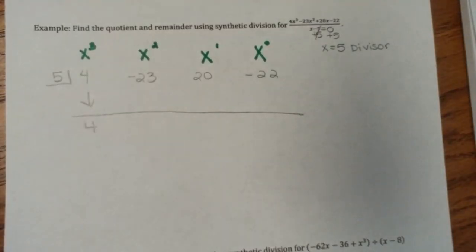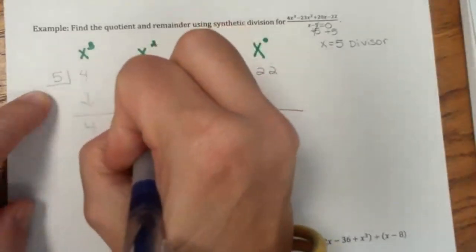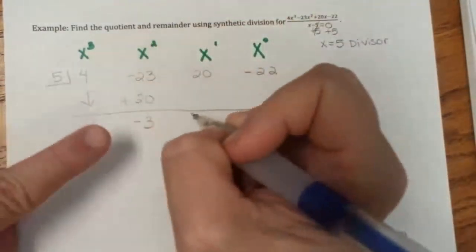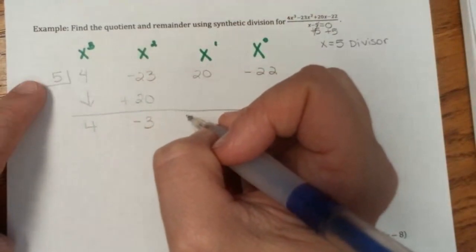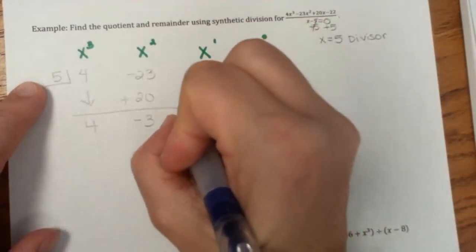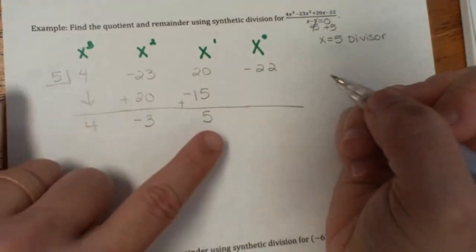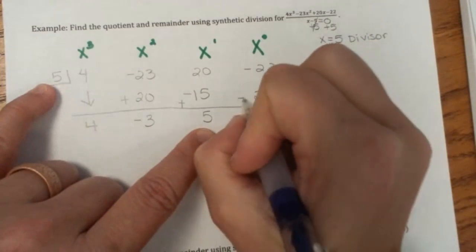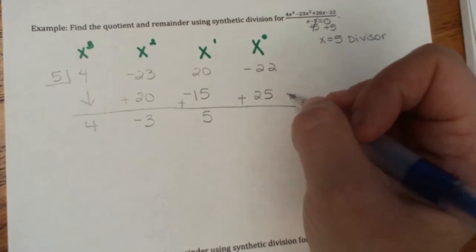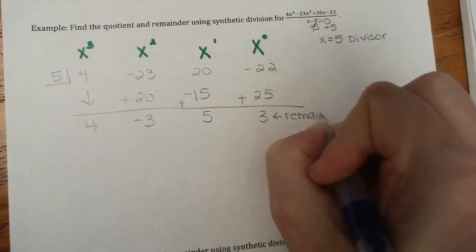So here goes our pattern. Remember, our pattern says multiply up by the divisor, add down. So 4 times 5 would give us positive 20. Adding down, negative 23 plus 20 would give us negative 3. Multiply up by your divisor, so always multiply by positive 5 every time. So negative 3 times positive 5 is negative 15. Adding down, 20 plus negative 15 would give us positive 5. So now 5 times 5 would give us 25. Adding down, negative 22 plus 25 would give us positive 3. That's our last number, so this last number is our remainder.